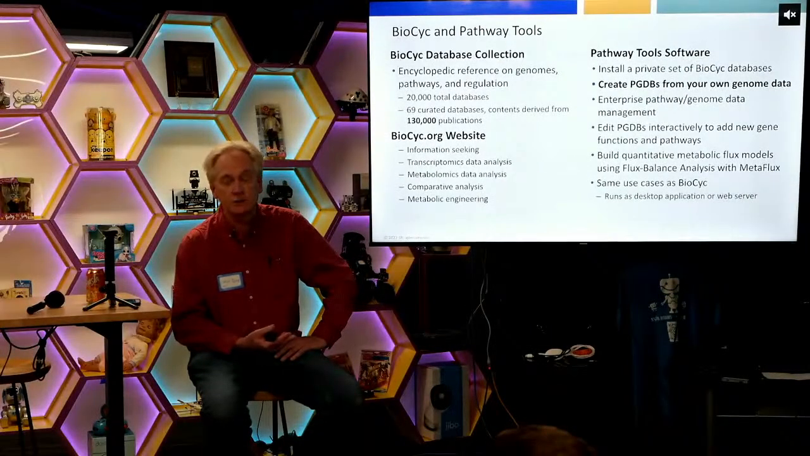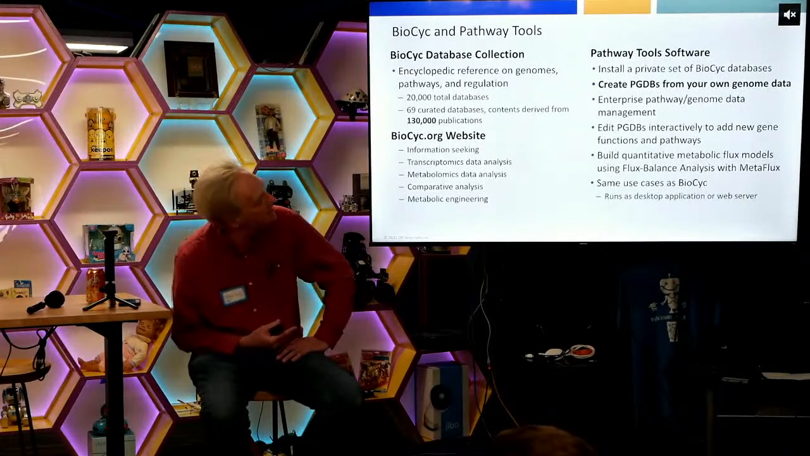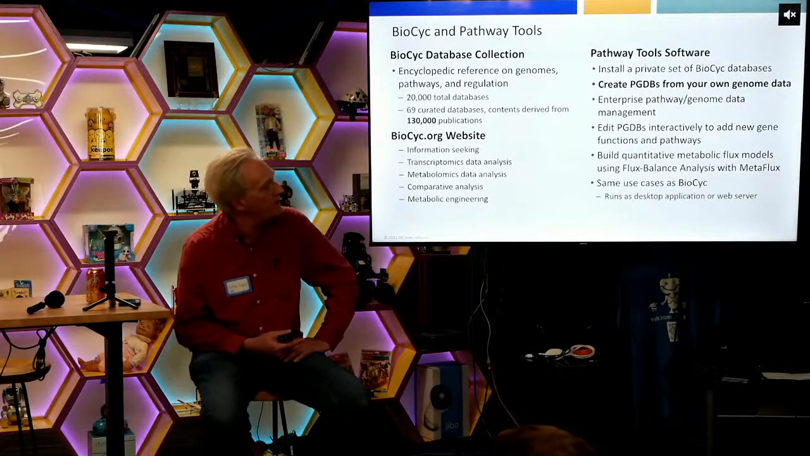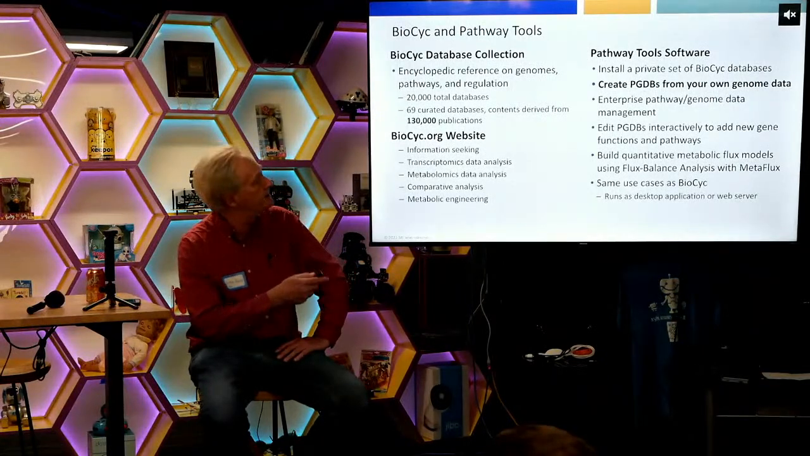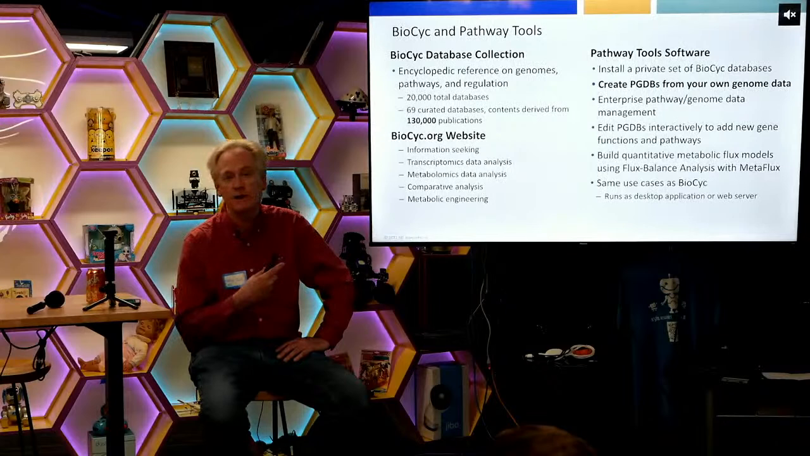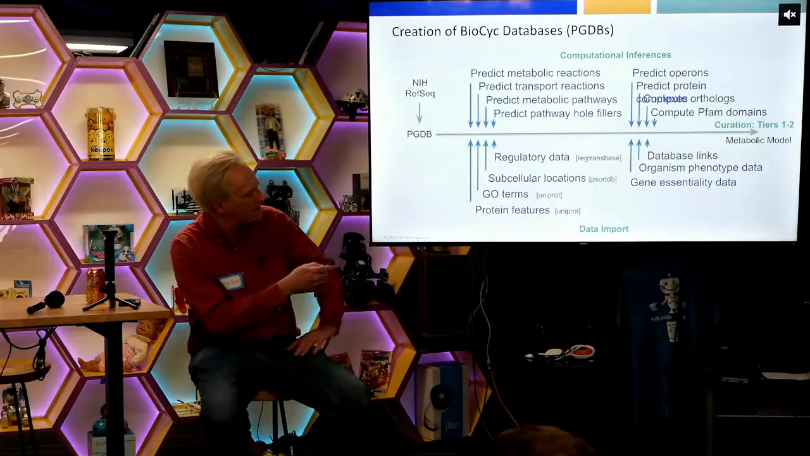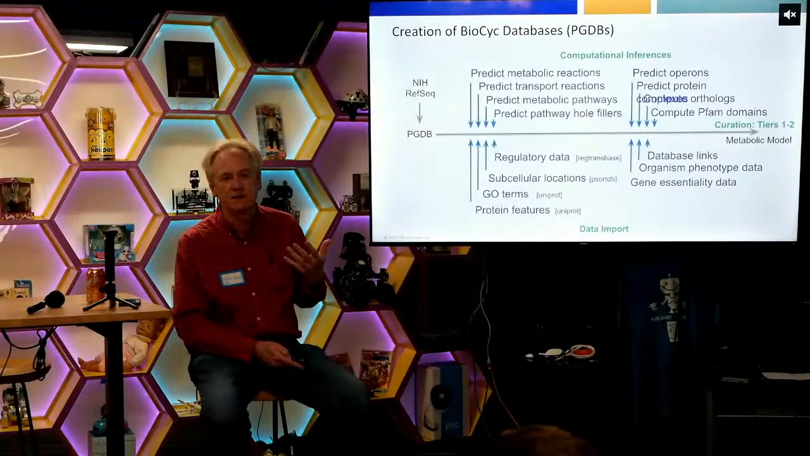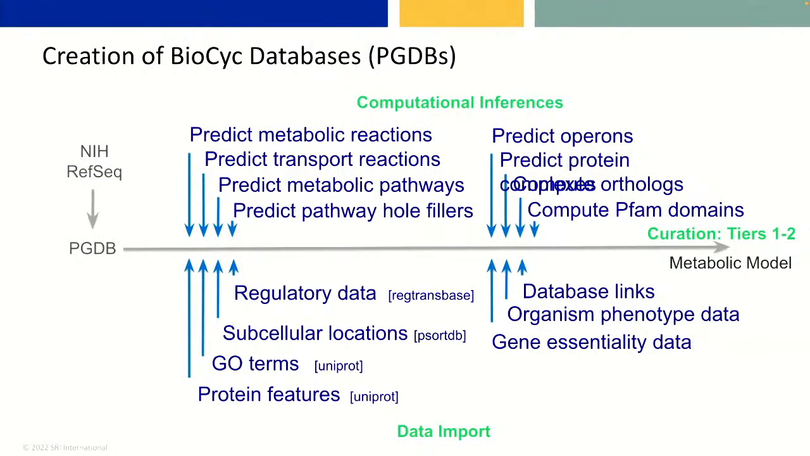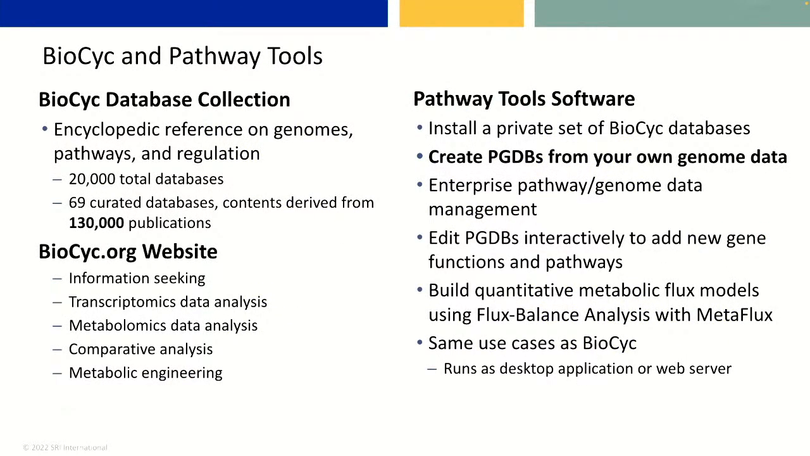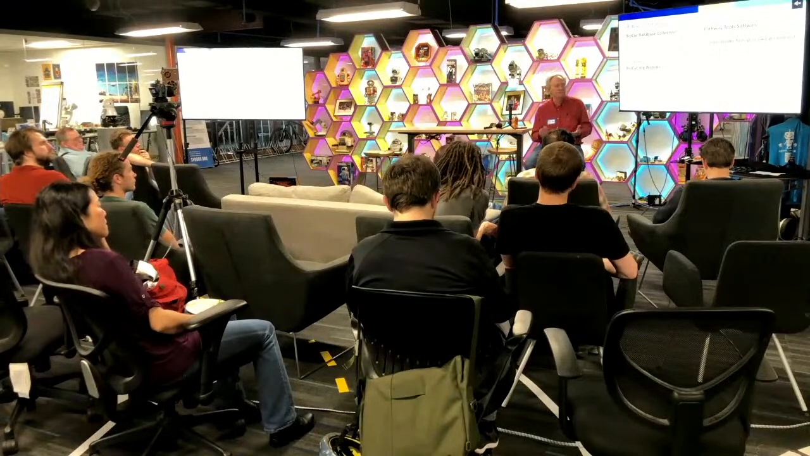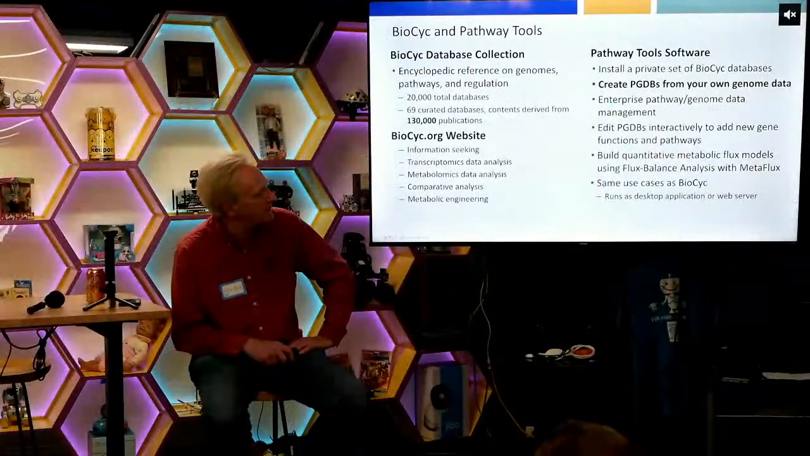The BioCyc website is powered by a software toolkit called Pathway Tools that lets you both install a private set of these existing BioCyc databases as well as run new genomes through the software. So Pathway Tools is the software that does all these computational inferences on the top. And so at BioCyc, we've applied those inferences to a certain set of genomes, but other groups like to run their own genomes through it to create pathway genome databases for their own genome data.